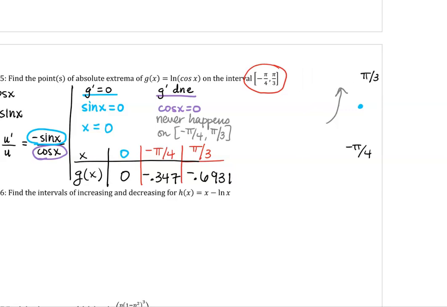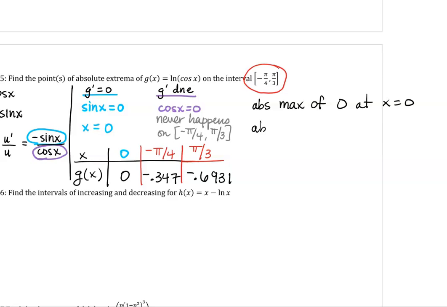I'm going to erase this so we can write our answer. The largest value gives us our absolute max on the interval. The smallest value gives us our absolute min on the interval. So between negative pi over 4 and pi over 3, the largest value that came out is 0. So we have an absolute max of 0 at x is equal to 0. That is in that interval.